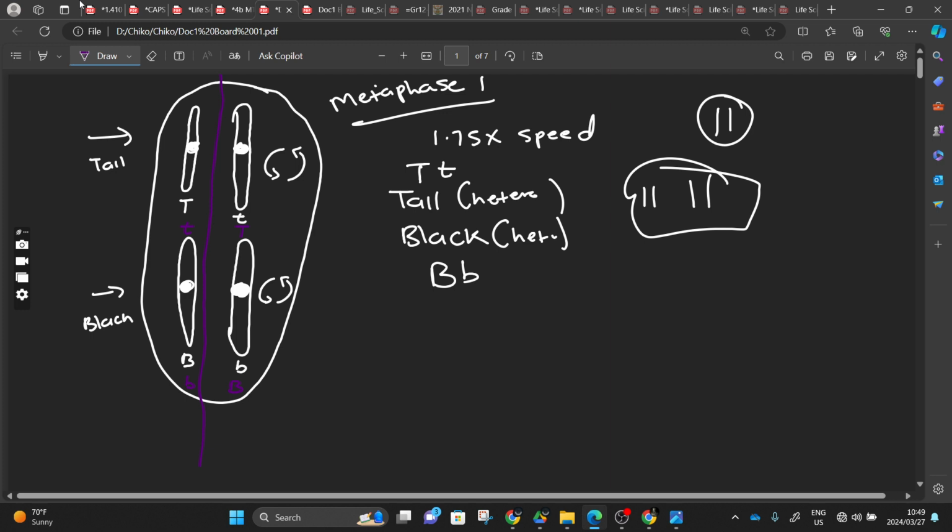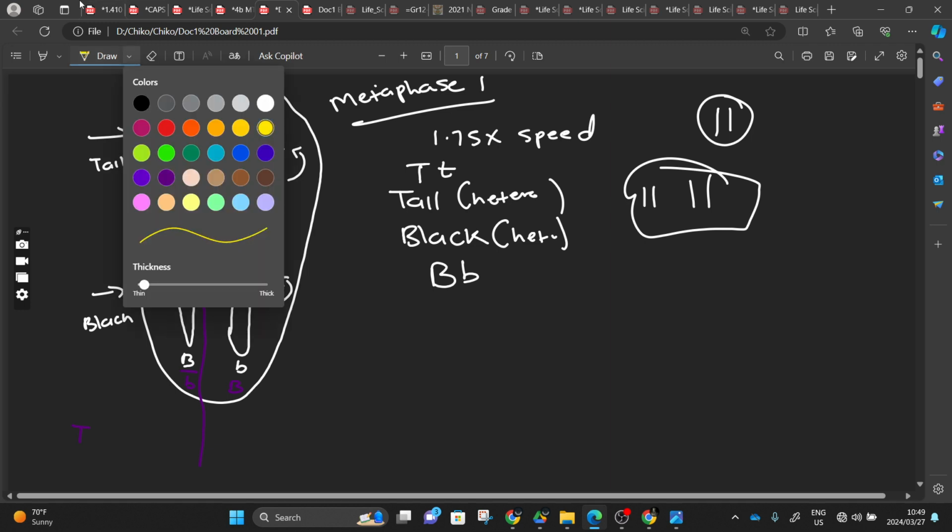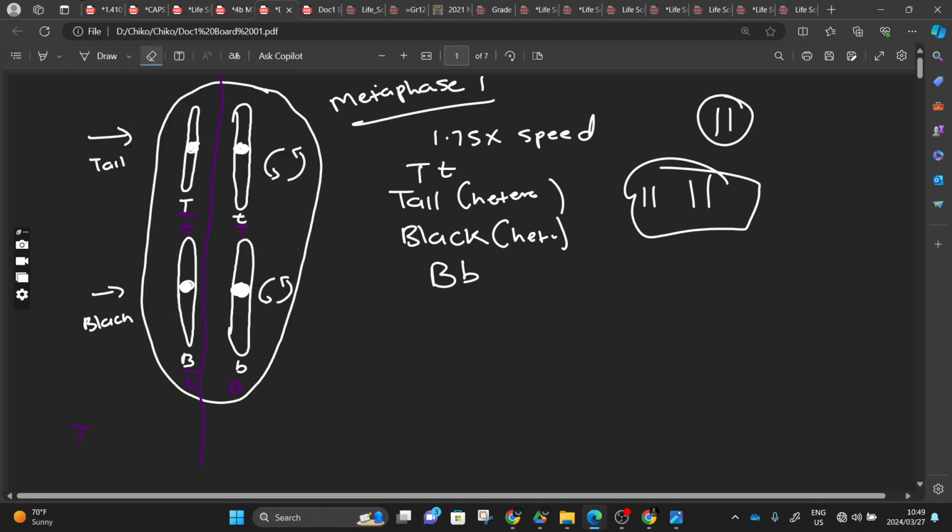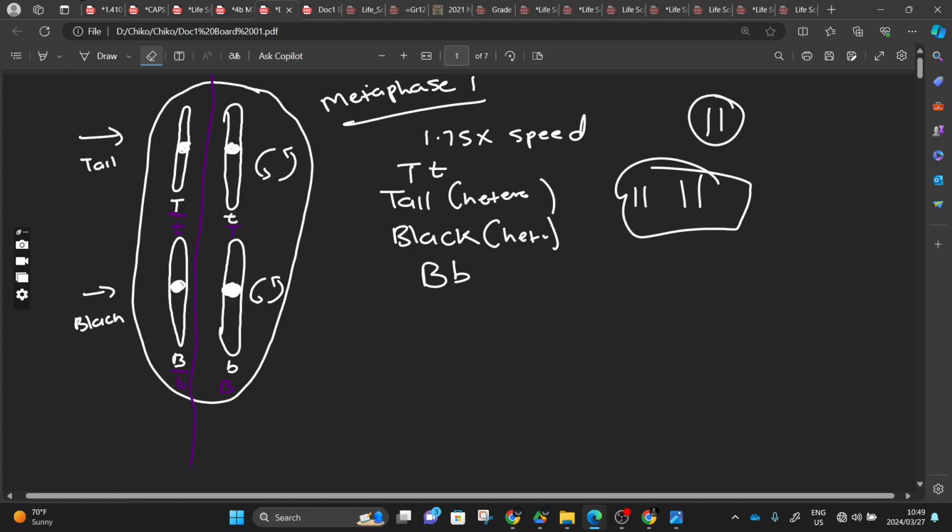So if on this side we have capital letter T and capital letter B, it means that our gamete is going to have a capital letter T. Let's use the visible one. And then if we find capital letter T and capital letter B on this side of the pole, our gamete is going to have capital letter T and capital letter B. This will be our cell of this particular organism.